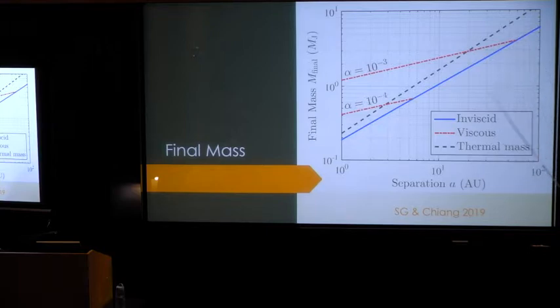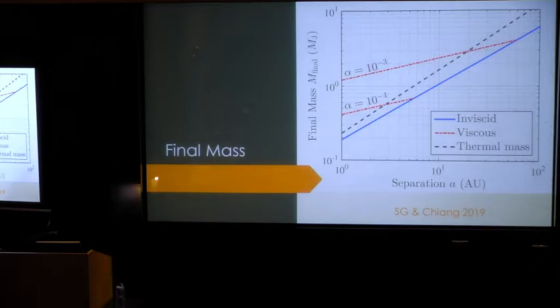And again, this blue line assumes that we never reach viscous equilibrium. If we are at viscous equilibrium, then the final mass is given instead by one of these red lines, depending on the value of alpha. And the way to read this plot is that for, say, alpha equals 10^-4, at any distance beyond about 5 AU, gaps never have the time to reach equilibrium within the disk's lifetime. If alpha is equal to 10^-3, then you have to go to about 50 AU for this inviscid limit to be valid.